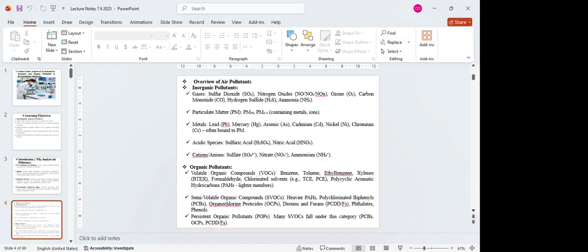Then we have these other inorganic pollutants in the nature of metals: lead, arsenic, mercury, nickel, cadmium, chromium, selenium, boron, a lot of them.